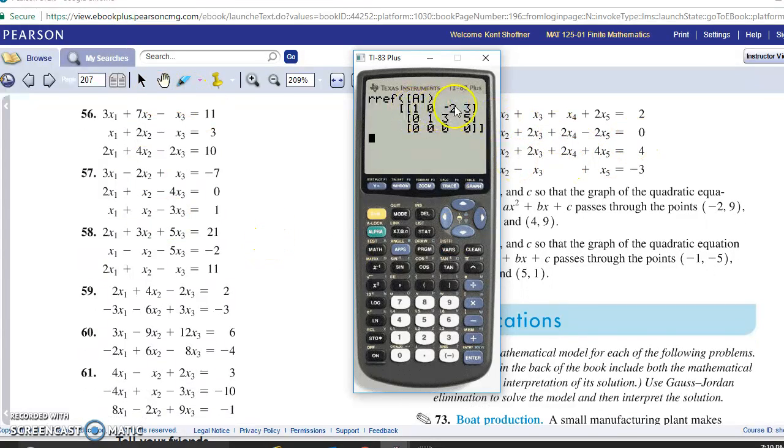If you had 1, 0, 0, 0, 1, 0, and then 0, 0, 1, then these would be your solutions for x sub 1, x sub 2, and x sub 3. But obviously we didn't have that in that situation.